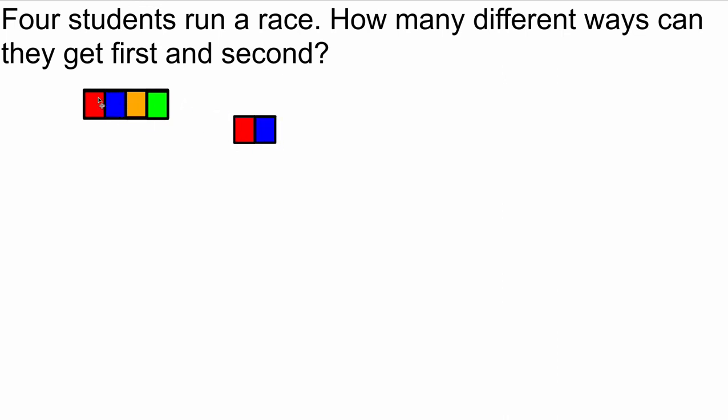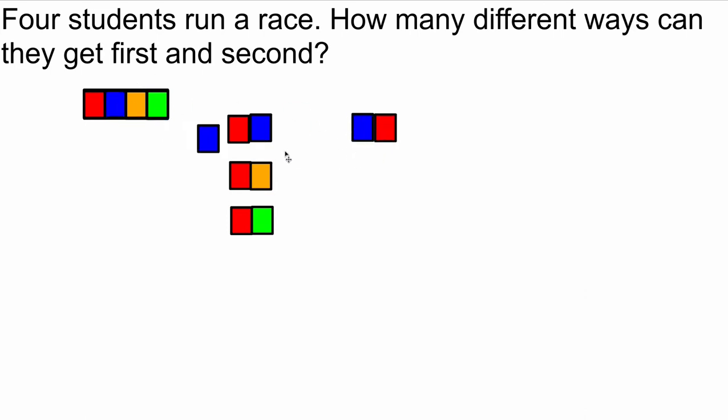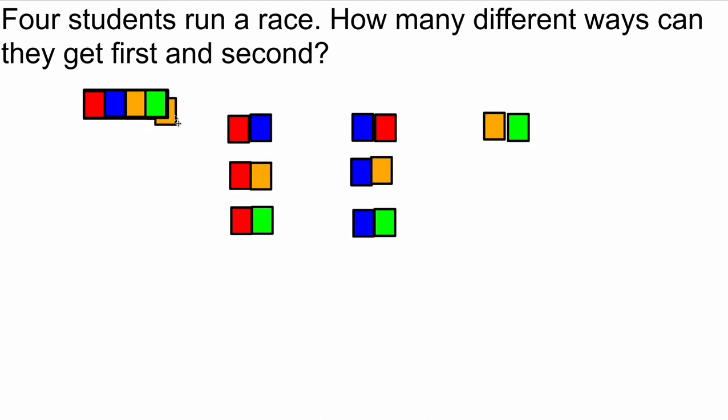Red could get first and blue could get second, or red could get first and yellow could get second, or red could get first and green could get second. Those are the only ways that red could get first. Okay, these are all the possible combinations. So if blue got first, blue could get first and then red could get second, or blue could get first and yellow could get second, or blue could get first and green could get second. These aren't great student names, but red, blue, green, it is what it is. All right, and the same thing continues. Okay, if yellow was first, there are 3 ways you can do that also.